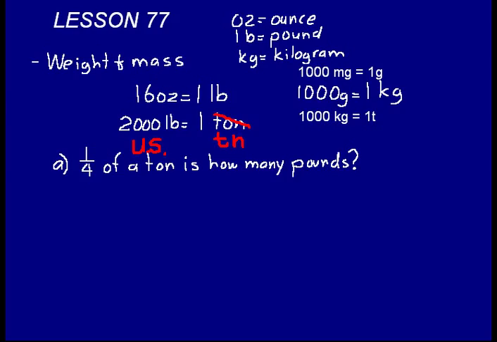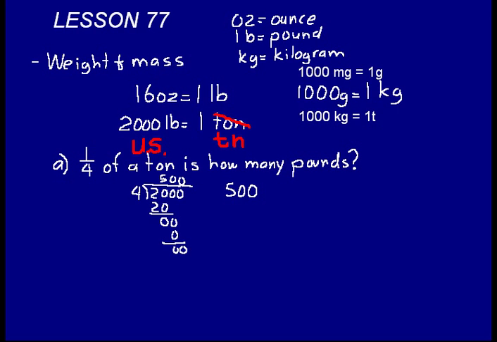So let's do this practice problem A here. It says 1/4 of a ton is how many pounds? Okay, well, we look up there and we see our conversion that 2,000 pounds is equal to 1 ton. So for 1/4 of a ton, we'd have to divide 2,000 pounds into 4 equal parts. And so let's just do a division problem. 4 goes into 20 exactly 5 times. Bring down a 0. 4 goes into that 0 times. Bring down another 0. 4 goes into that 0 times. So it would be 500.